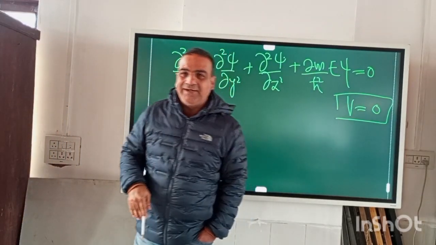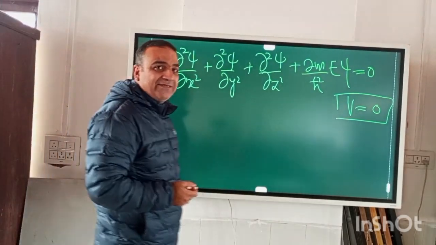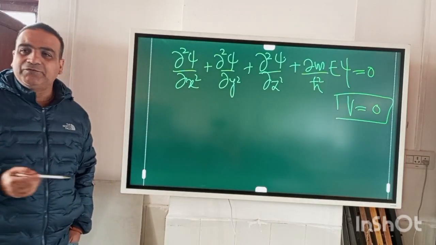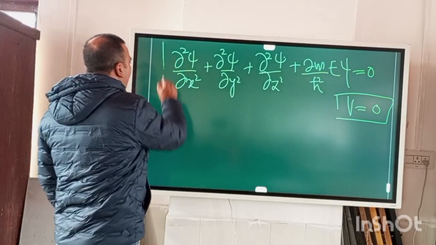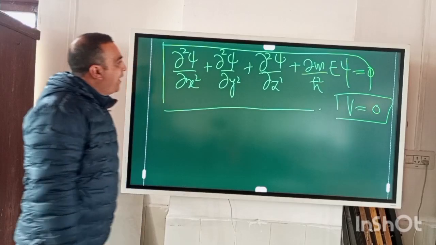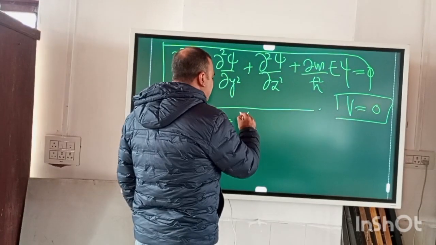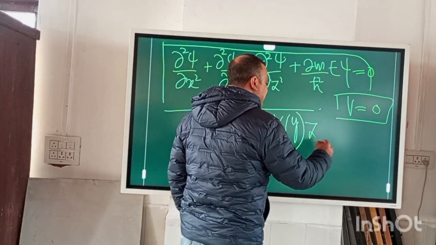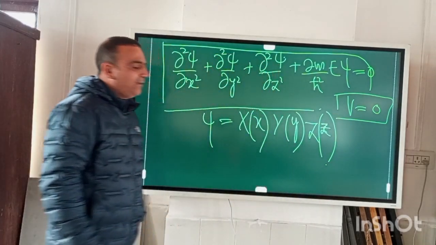Now, this is a very complicated equation. You have 3 unknowns in this equation. And what we do here is we use a variable separable approach, right? We use a variable separable approach so that we can have some results from this equation. Now, what I do for that? I choose ψ as a function of X(x), Y(y), and Z(z). Okay?